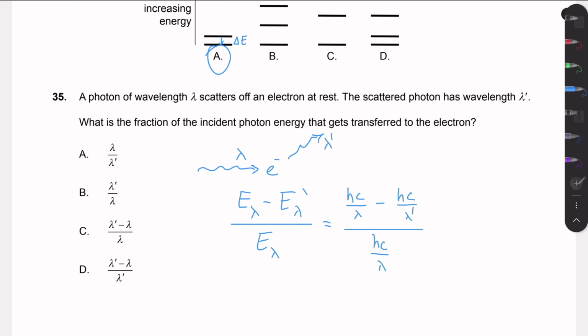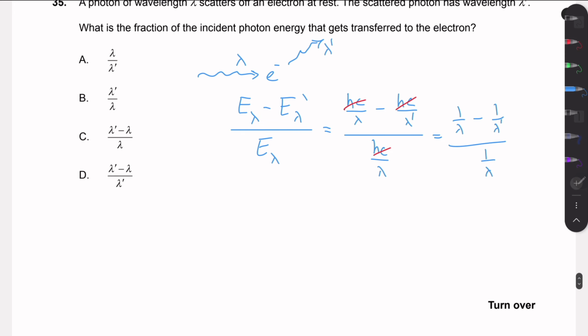And then very pleasantly, every hc cancels out, gets out of the way. So we'll just have 1 over lambda minus 1 over lambda prime, divided by 1 over lambda. So on the top, we bring to common denominators: lambda prime minus lambda over lambda prime, divided by 1 over lambda. So we see that this cancels with this, and we're just left with lambda prime minus lambda over lambda prime.